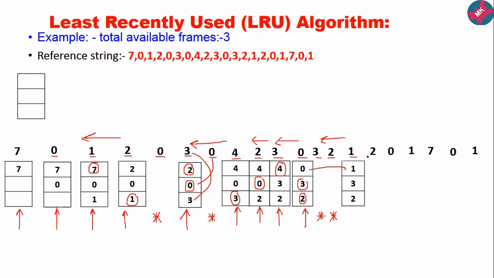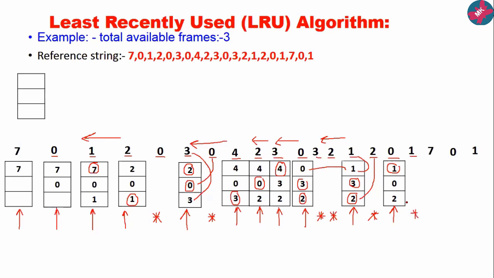So this was a page fault. Now again consider 2. So 2 is present in main memory. So this is a page hit, isn't it? Now consider the next page 0. So 2 was recently used, 1 was recently used, so 3 is the least recently used, isn't it? So 3 will be replaced by 0. Again this is a page fault. Now consider 1. So 1 is present in the main memory, so this will lead to a page hit, isn't it?